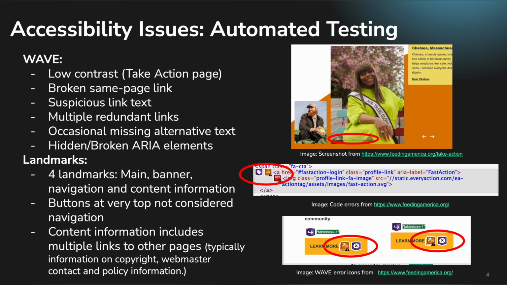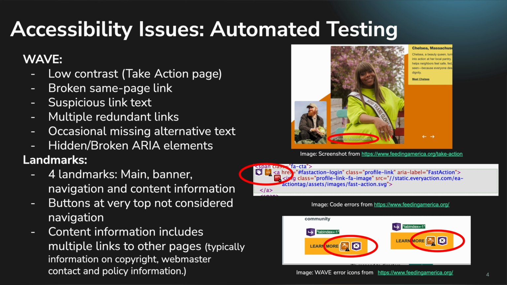These are adjacent links that go to the same URL, resulting in additional navigation and repetition for keyboard and screen reader users. There is also occasional missing alternative text. This means that people who use screen readers cannot understand what an image is because there is no text describing it. In the same image where I described the broken same page link, this red image icon here represents that missing alternative text. Lastly, there are hidden/broken ARIA elements. ARIA refers to Accessible Rich Internet Applications, which are attributes to link elements on a web page to provide additional semantic information for assistive technologies.